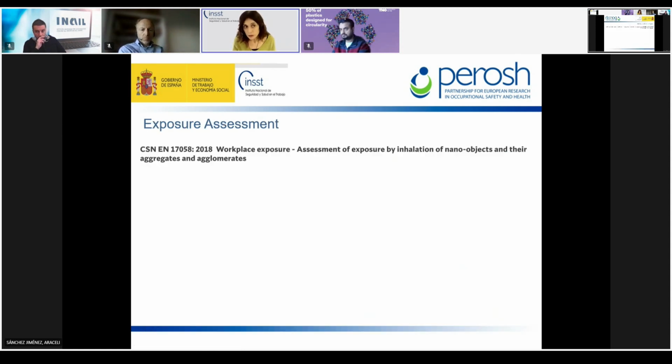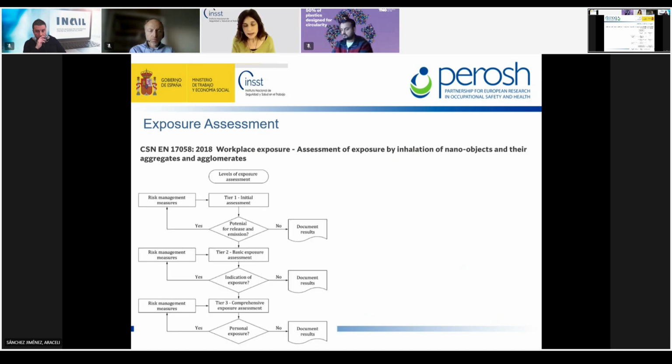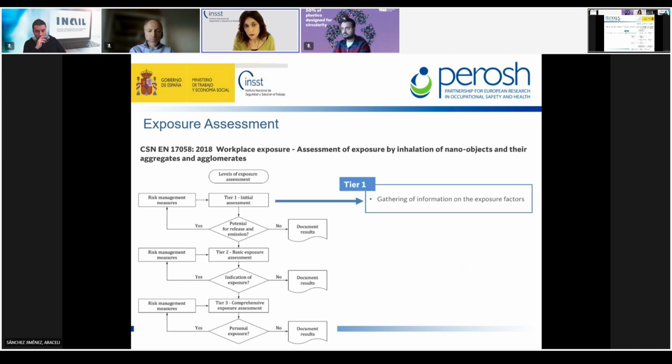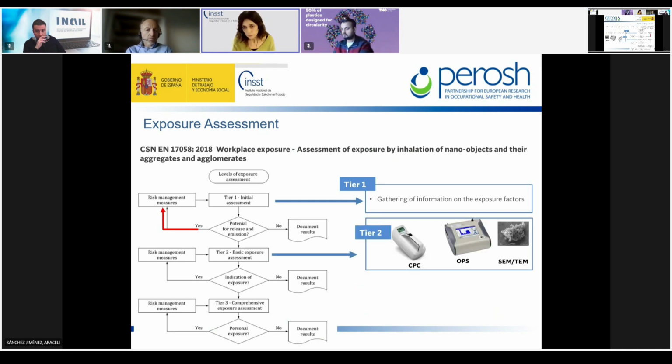And then in relation to the exposure assessment, we are going to suggest a simplified approach for the monitoring strategy. But I want to justify why we are doing this when there is already a standard on exposure. So let's have a look at the standard. The standard suggests a clear approach. In tier 1, information on the exposure factors is collected, and if there is an indication of exposure, then risk management measures have to be applied before moving to tier 2 or tier 3.